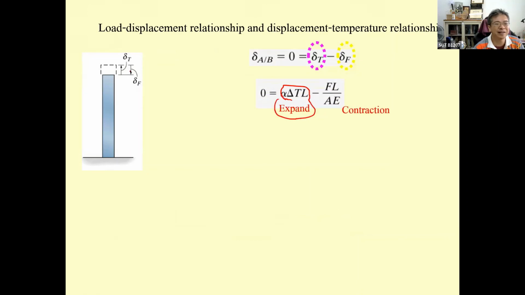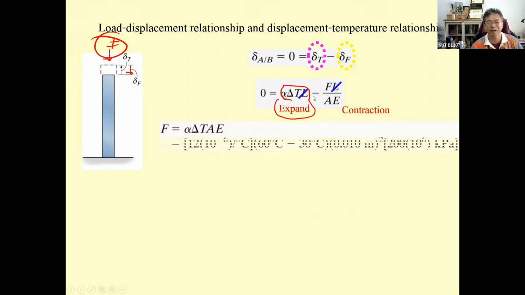But there is the shortening. That is shortening due to the axial force of resistance of F. So it's going to be FL divided by AE. The F is equal, so the equation of F is going to be 7,200 Newton.